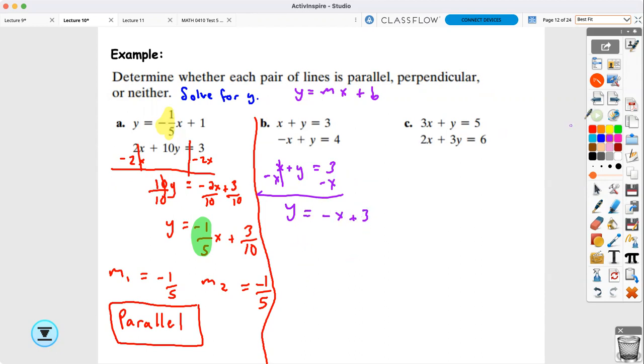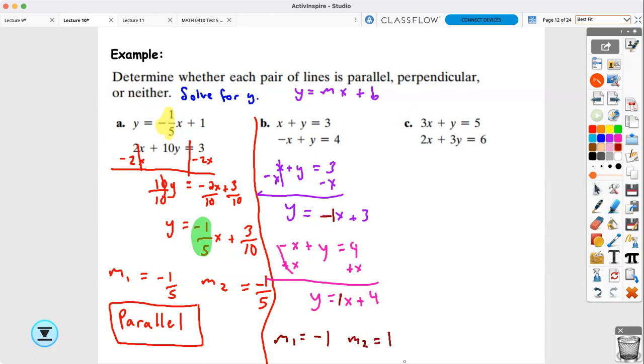Now, I'm gonna go ahead and get the second equation written down. So it's gonna be -x plus y equals 4. We'll go ahead and get y by itself, right? So I'm gonna add x on both sides. So then I get y equals x plus 4. Here we have both m's. The first one right here is -1, right? So m1 equals -1. And here for the second one, m2 is equal to +1.